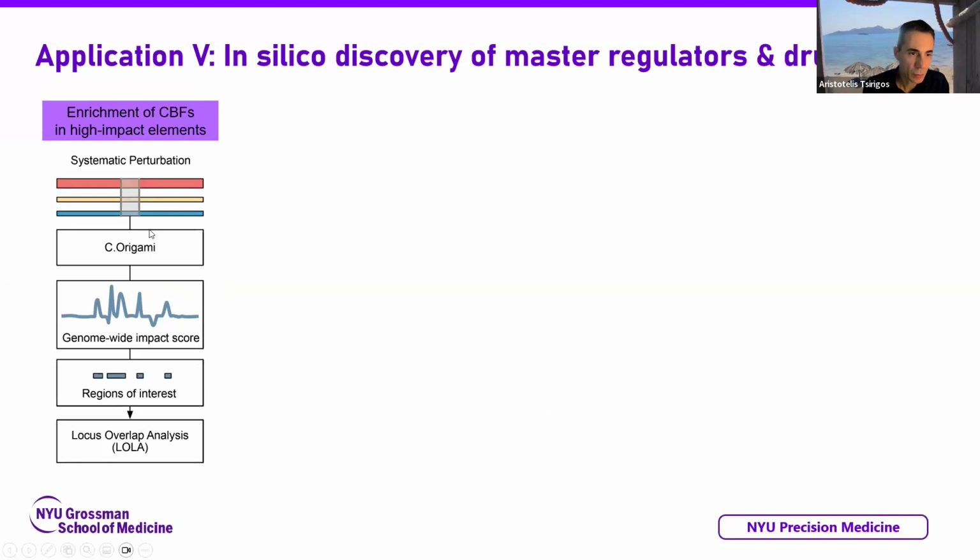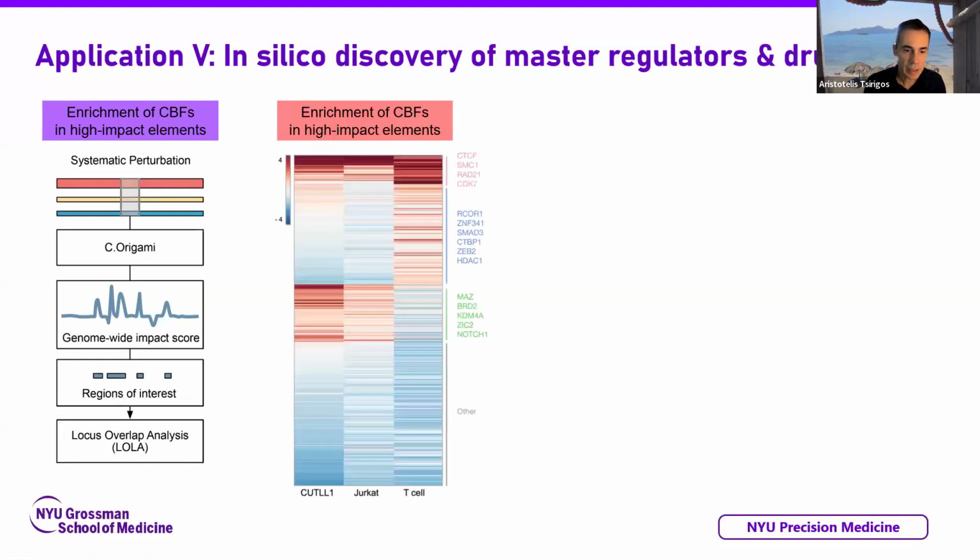Basically, what we have a way to do now is to make predictions using Tsirigami, perform in silico genetic screen, then get this genome-wide impact score, identify regions of interest that have high impact score, and then proceed with an enrichment analysis for different chromatin binding factors, not just the ones that I mentioned before. And you can do that now in a cell type specific way.